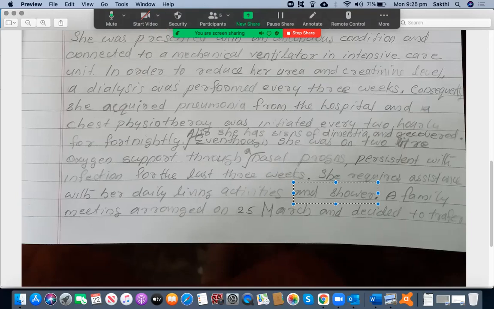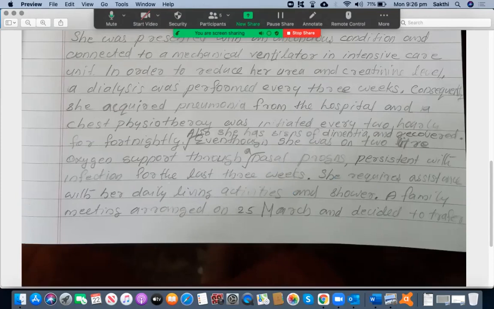Yeah, these are the basic activities, right? Without them you can't live. So that is why they mentioned the living activities. Without getting a shower every day, or at least once in a while, you can't live, right? Can you? I don't know. So that's the one. Okay, a family meeting arranged.